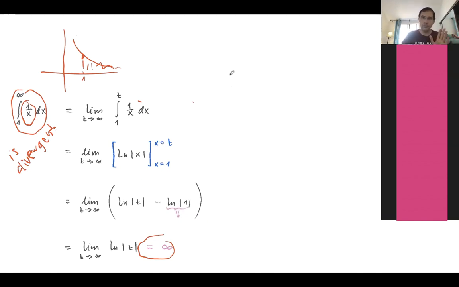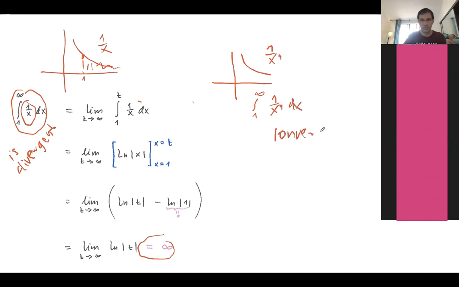But another example, we haven't done that, but you can try as an example. Take a very similar function to 1 over x, like 1 over x squared or cubed or to the fourth. And then compute this integral from 1 to infinity, 1 over x to the fourth dx. That will be convergent, because basically what's happening is that it does approach the x-axis asymptotically, but it does so much faster than the function 1 over x.